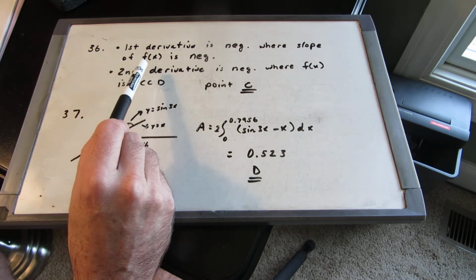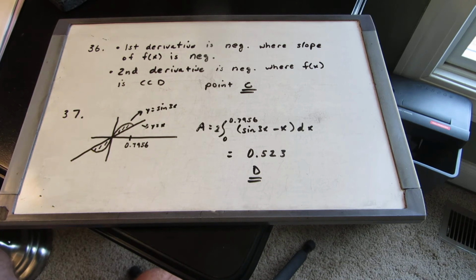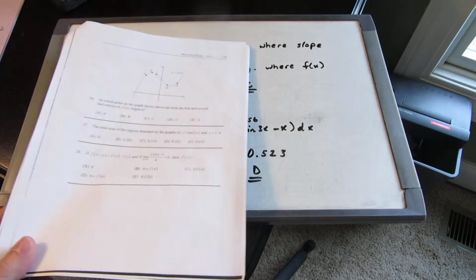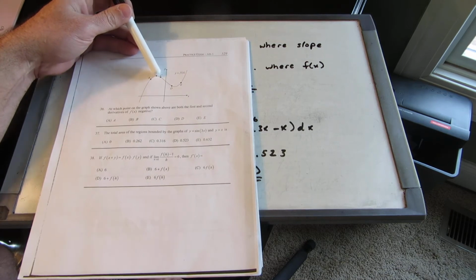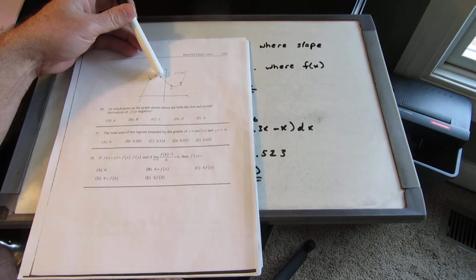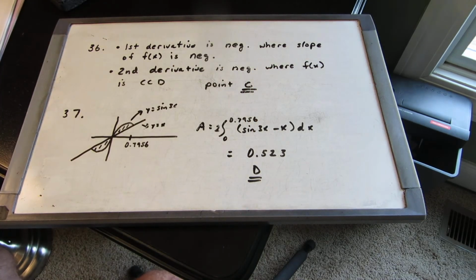The first derivative is negative where the slope of f of x is negative. And the second derivative is negative where f of x is concave down. So there's one spot on the graph where that's true, and that's spot C. All right, the slope is negative and it's in a concave down part of the graph. So that's one you can get really quickly. So the answer is C.